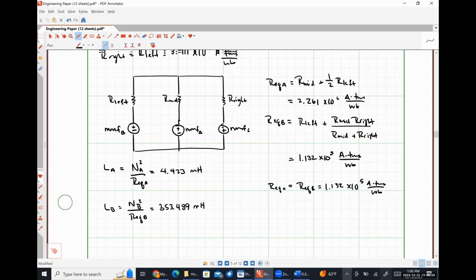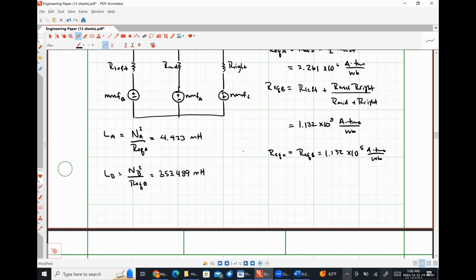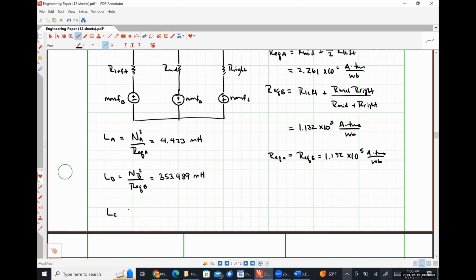The reluctance seen by coil B, 1.132 times 10 to the 5, is also smaller than the reluctance seen by coil A. So that's another reason that particular coil has a larger self-inductance. And then finally down here, we have LC is going to be NC squared over REQC.